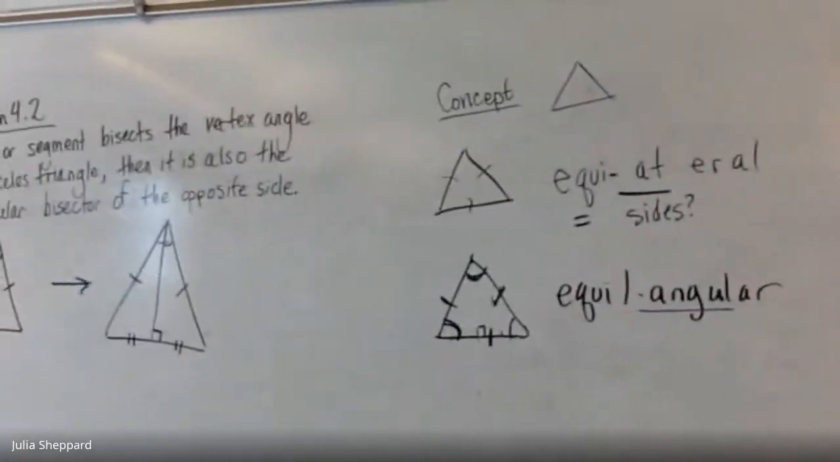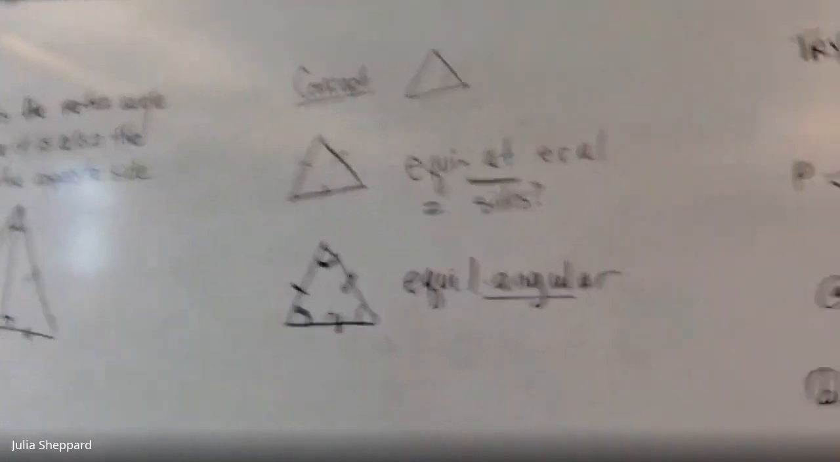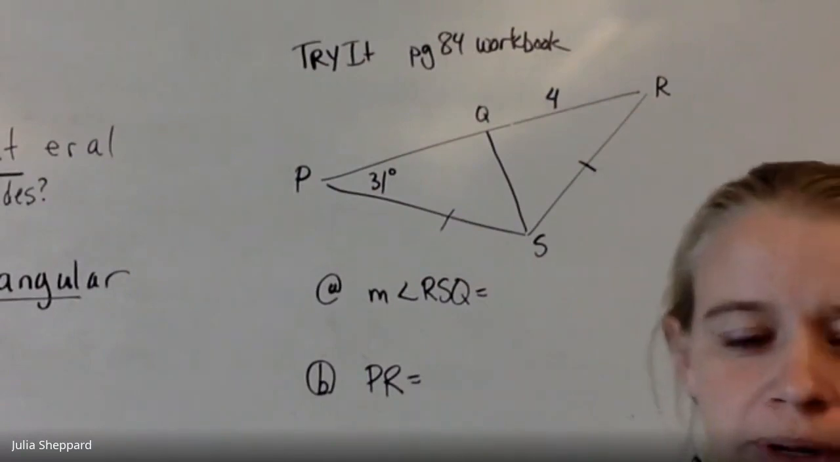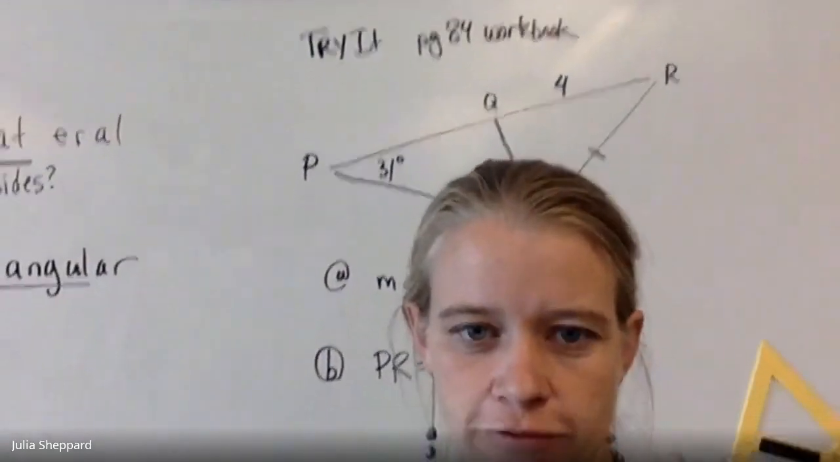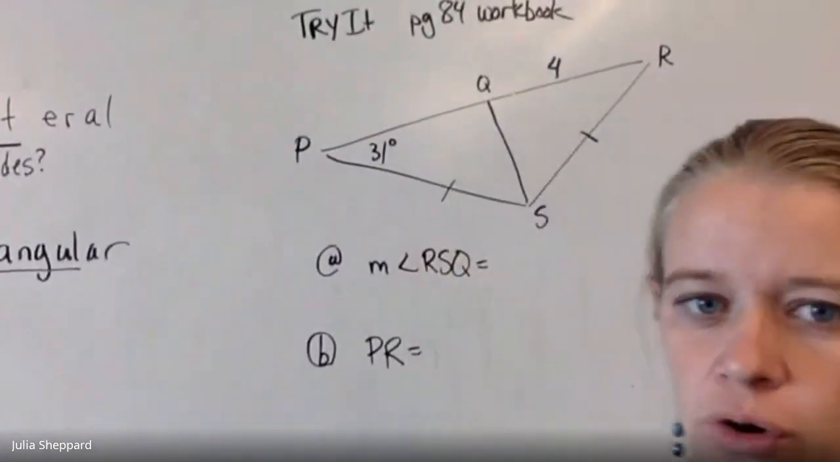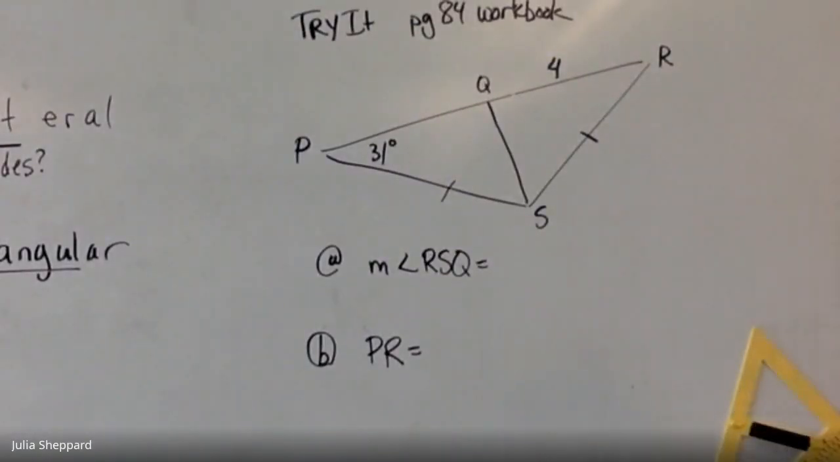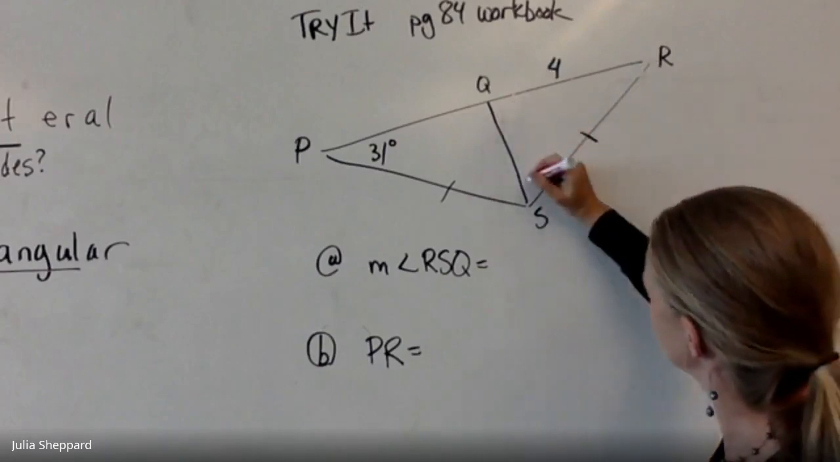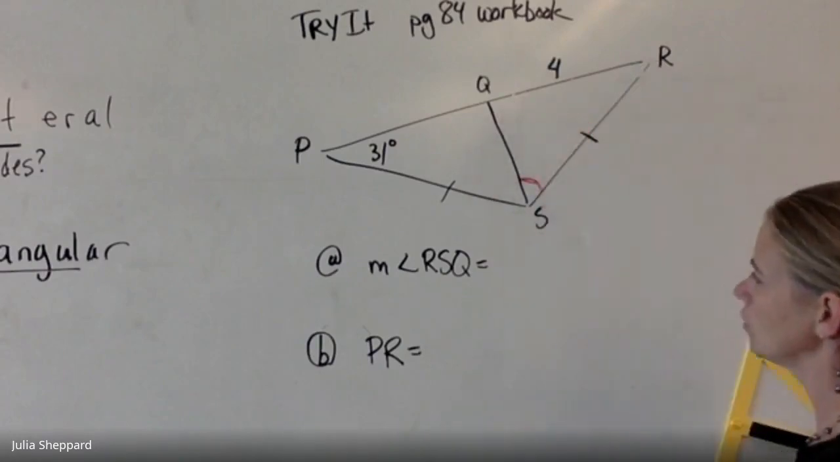So let's just do one more problem. This is a try it in your workbook, and I encourage you to go through your workbook and just go through the problems. They're pretty simple. Page 84, and this is in your book too. So they give you this triangle, and they say, what is the measure of angle RSQ? So let's first figure out which one is RSQ. That is RSQ.